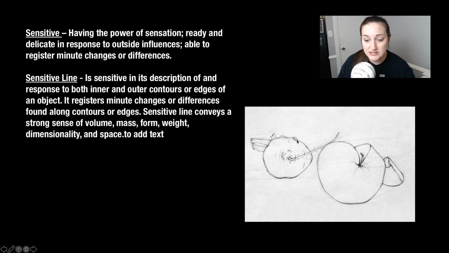We're looking very specifically at exactly what that line is doing, exactly what the outside edge of the object is doing, and exactly what the interior edges of the object are doing. And it's important that your sensitive line conveys a strong sense of volume, mass, form, weight, and dimensionality and space.